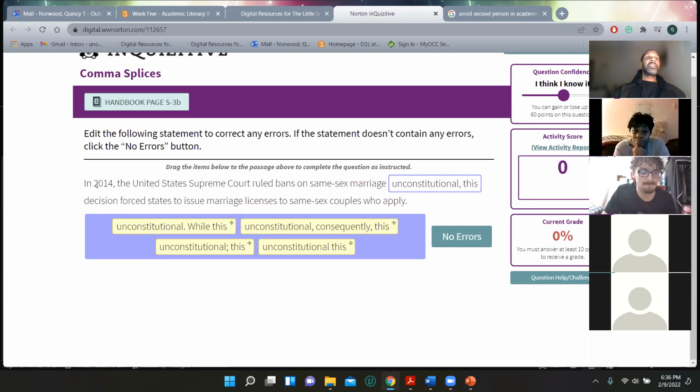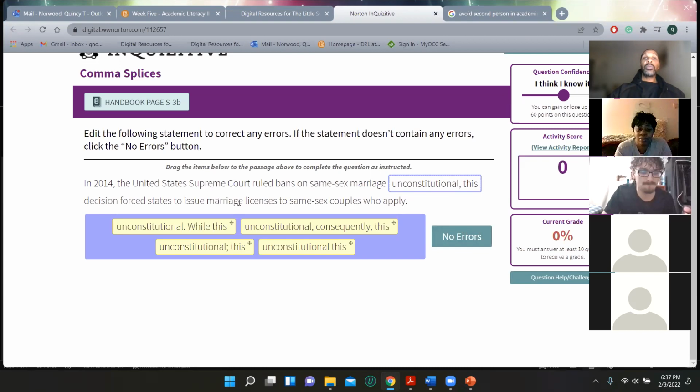Why? Because this is one complete sentence. In 2014, the US Supreme Court ruled bans on same-sex marriage unconstitutional. That's a complete sentence, so it could stand by itself and make sense. This decision forced states to issue marriage licenses to same-sex couples who apply. Same deal, right? This could also stand by itself and make sense. So we have a comma splice here, so we know it's not this one, no errors. Okay.